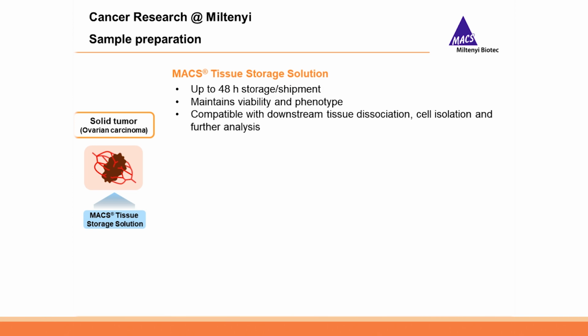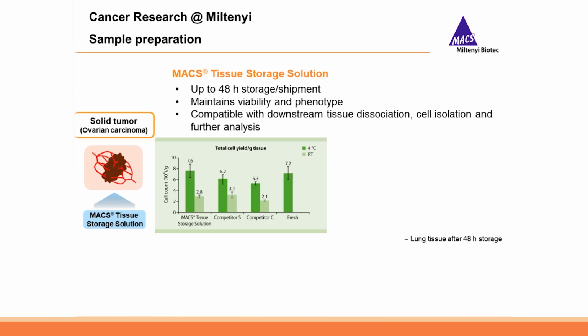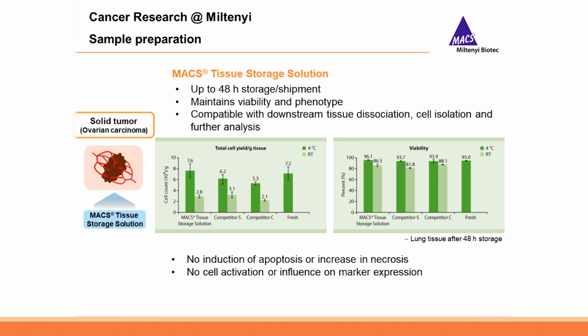It has been tested and validated on a variety of human and mouse tissues, including tumors, lung, heart, brain, spleen, skin, kidney, and skeletal muscle. The graph on the left shows the frequency of cells per gram of tissue recovered after storage in different solutions for 48 hours at 4 degrees or room temperature, as compared with the fresh tissue in the column on the right.